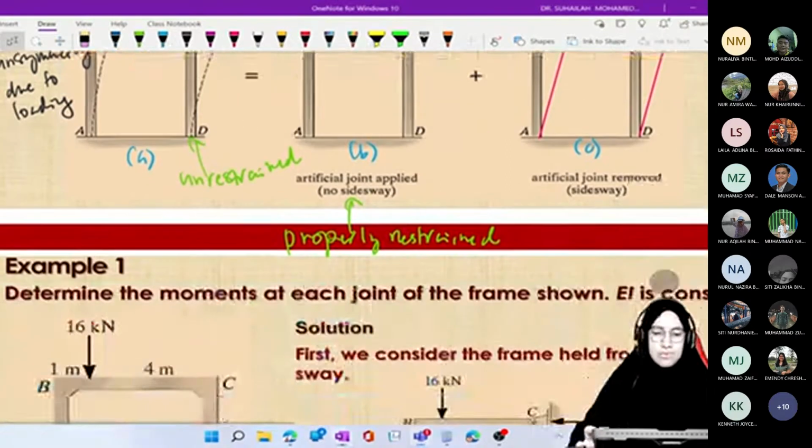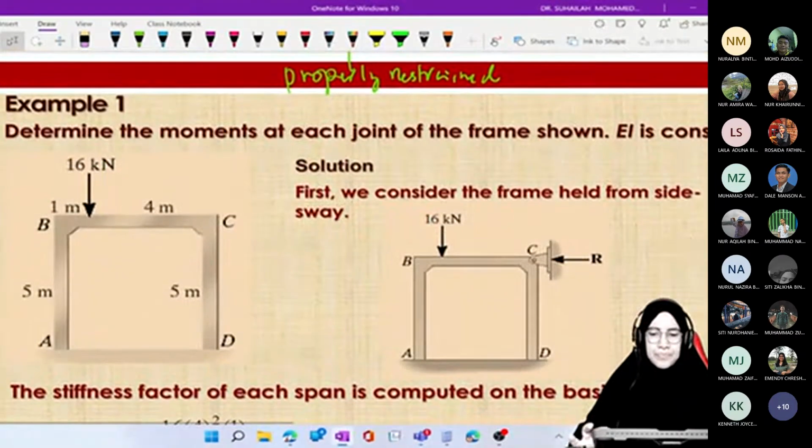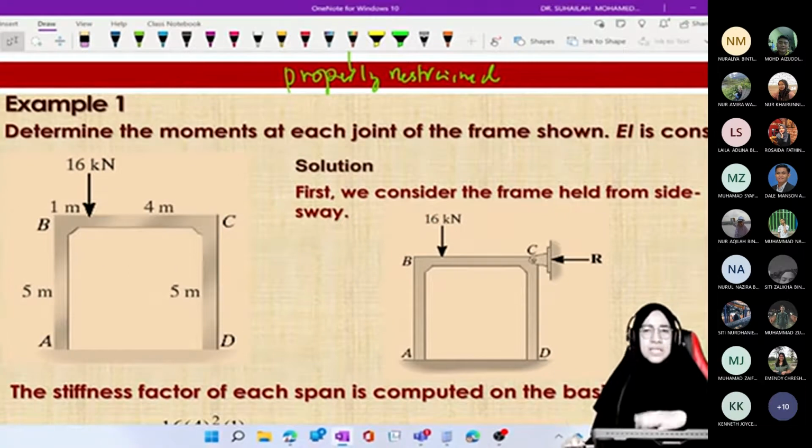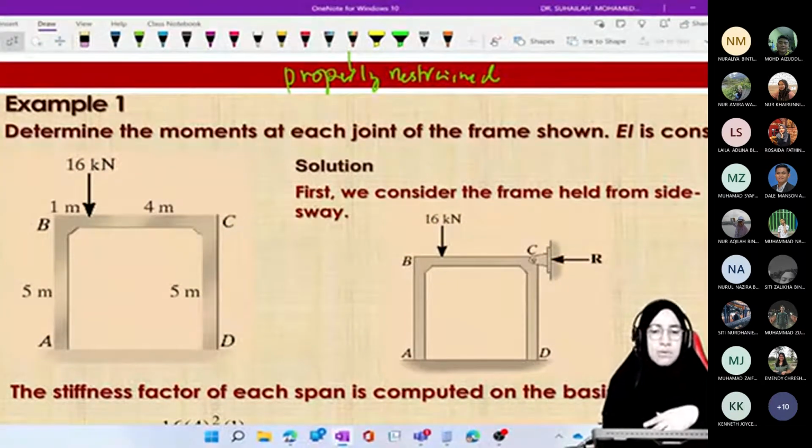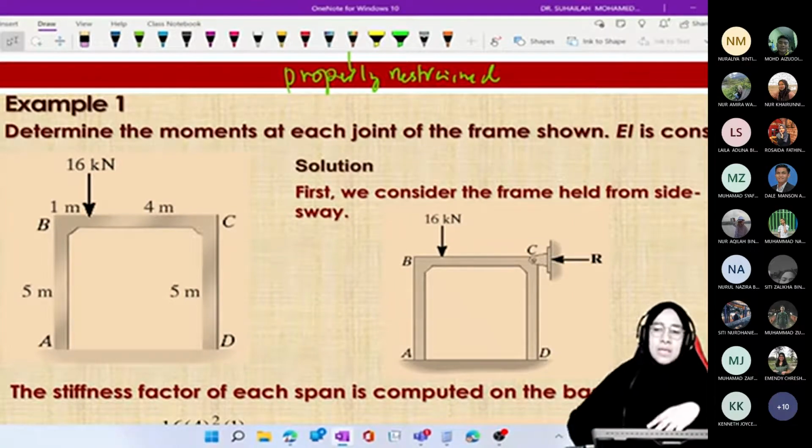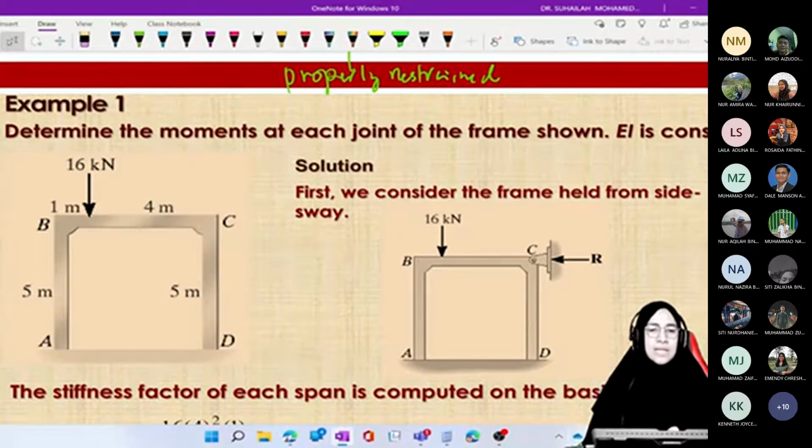Okay, we move to this one. This example is quite straightforward, because EI is constant and the geometry of the frame is also constant. Okay, let's look at the concept first. Determine the moment at each joint. Remember, moment at each joint, the internal moment and member end moment are the same. We will calculate this end moment using the distribution table.